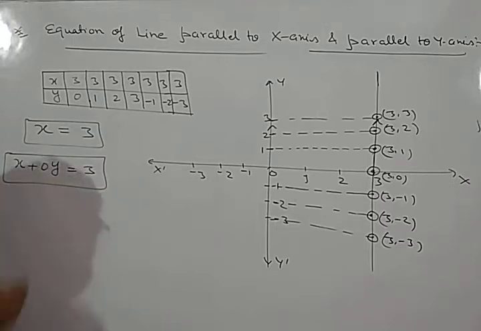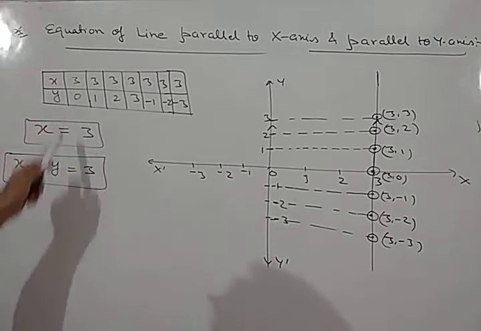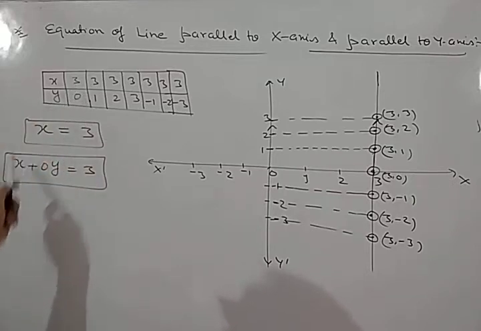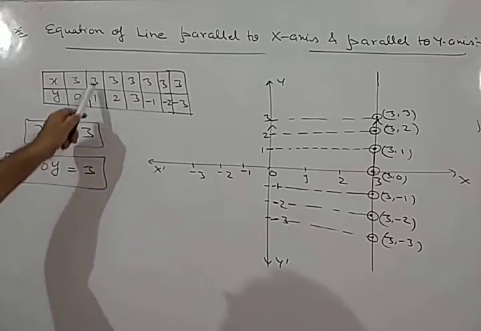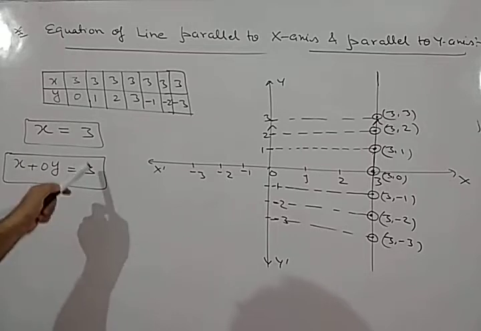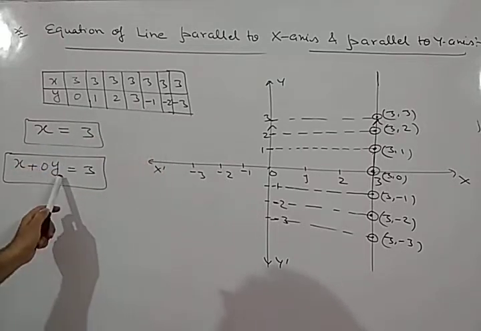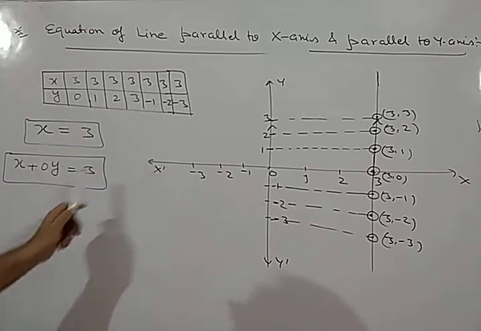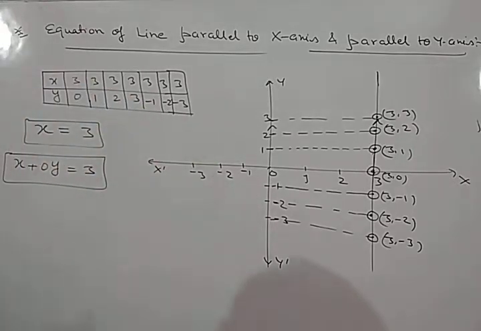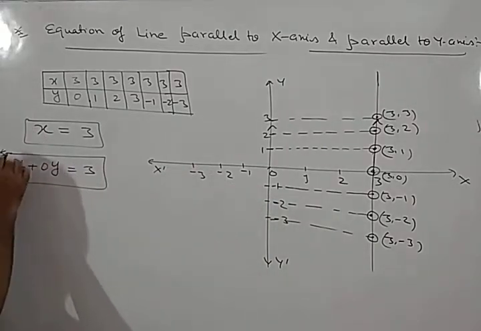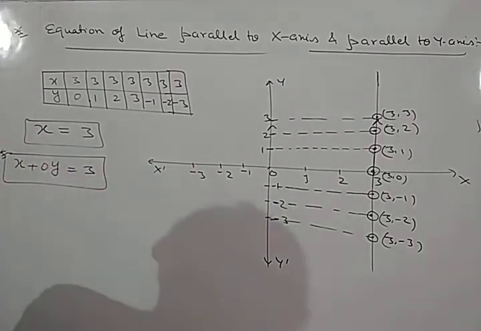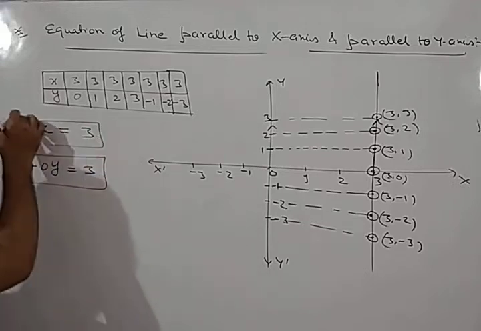Because if we take any value of y, we can check here. If you put y equal to 0, then x is equal to 3. Y equal to 1, x equal to 3. Y equal to 2, then x equal to 3. Y equal to 3, then also x equal to 3. If you put y equal to minus 1, then also x will be equal to 3. If you put y equal to minus 2, then also x will be equal to 3. So this will be the equation of a line which is parallel to y-axis. Okay, so it is x equal to 3.